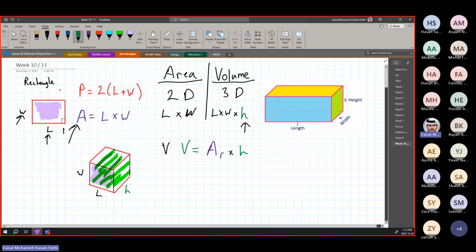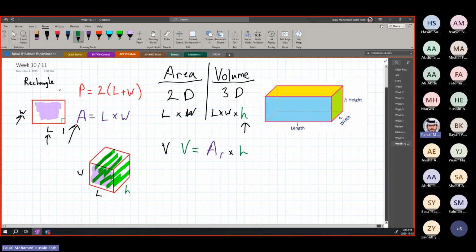And this will be the case for almost every shape, except some very specific shapes. But in the case of prisms, it will always be the area of the front of the shape, as if you're looking at it just from the front. That area of the shape, you will just multiply it by the third dimension, in this case, the height or whatever.